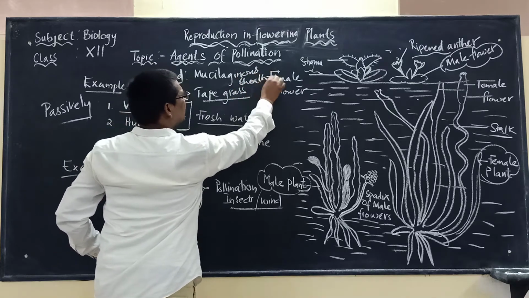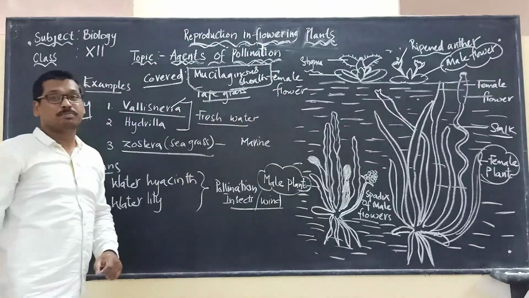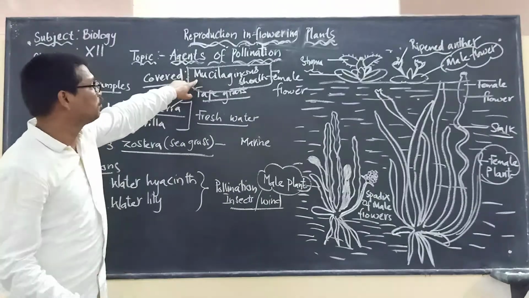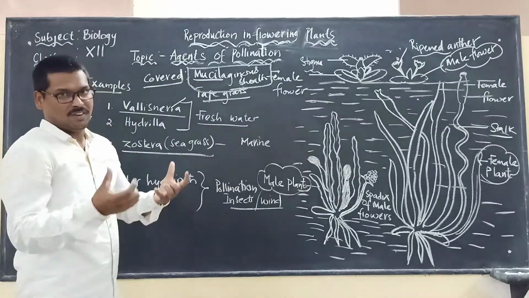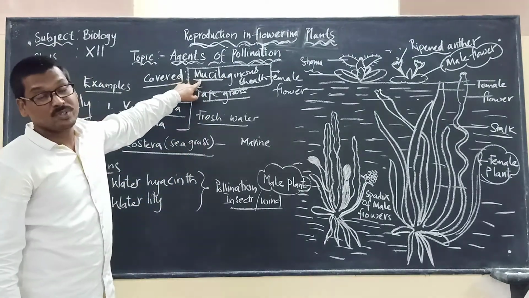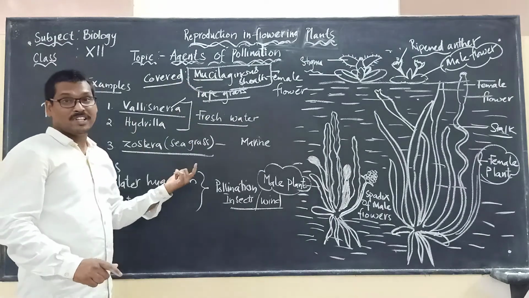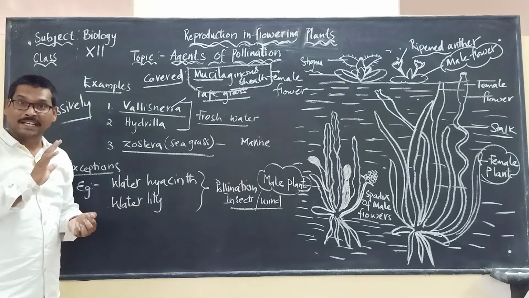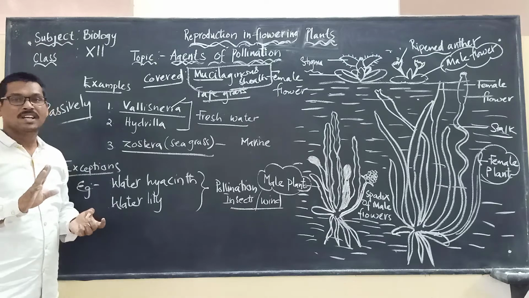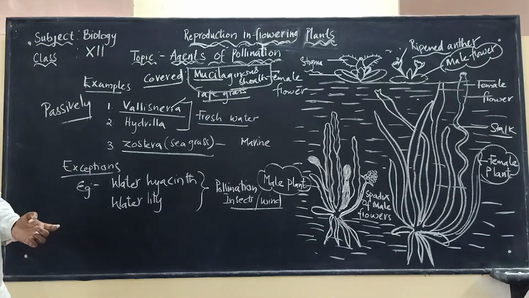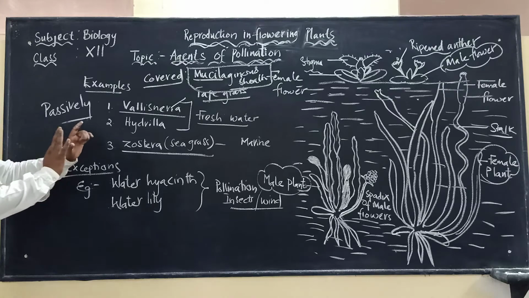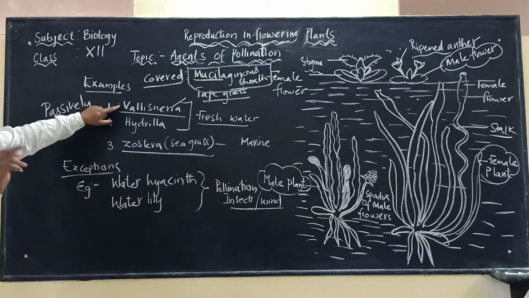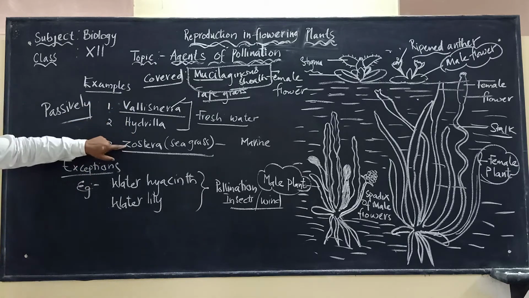Mucilaginous sheath means the pollen grains will not get completely filled with water, because there is a mucilaginous coating around them. They will not absorb more water. And these flowers which show pollination through water will not be colorful or attractive. So we have to keep these points in mind when we talk about agents of pollination. The best examples, as we quoted here, are Vallisneria, Hydrilla and Zostera.